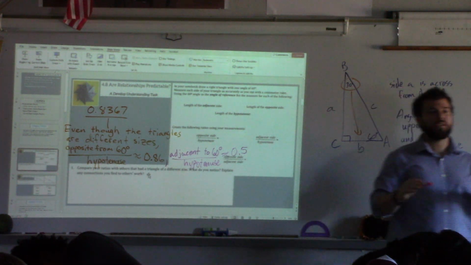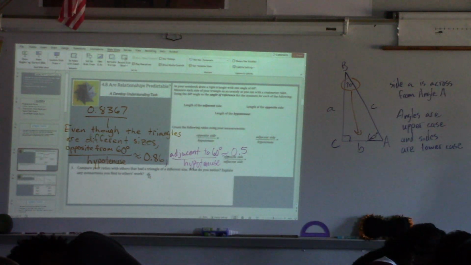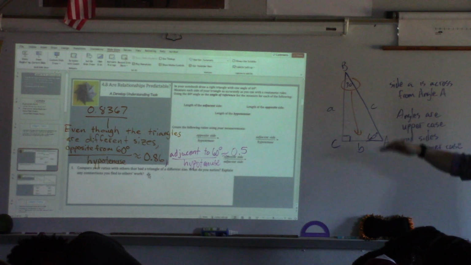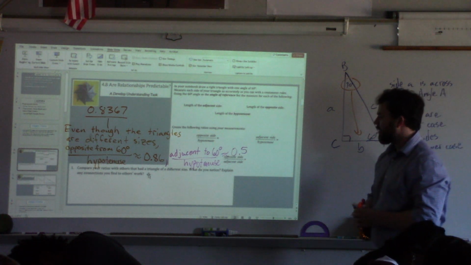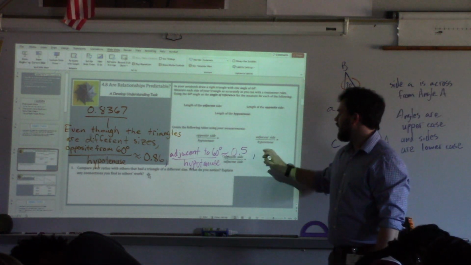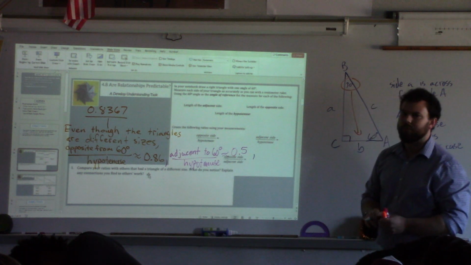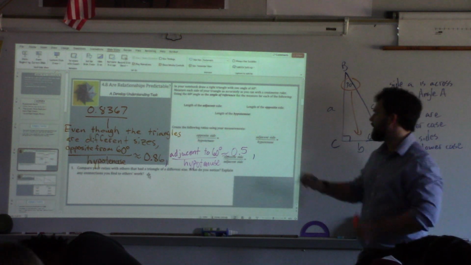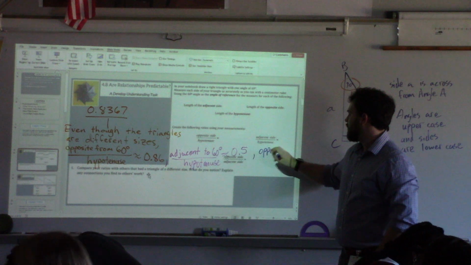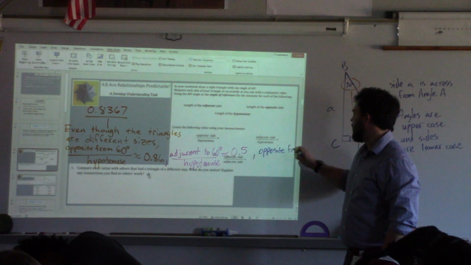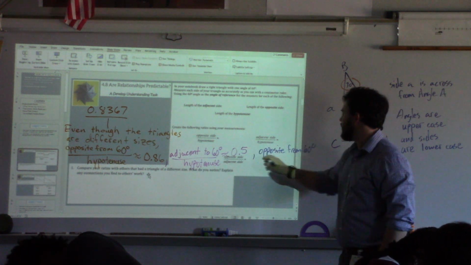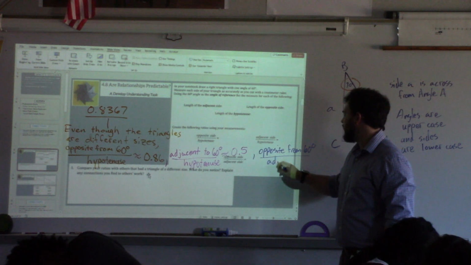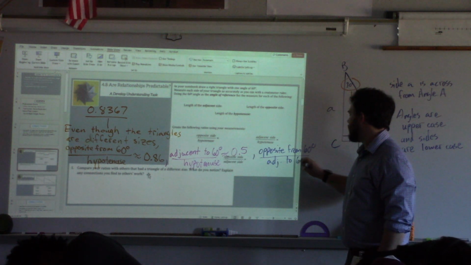So even though these triangles were different sizes, the ratio of the opposite from 60 to the hypotenuse was 0.86. The ratio of the adjacent to 60 to the hypotenuse was 0.5. And let's finally look at the last ratio we were looking at: opposite and adjacent. 1.65. Opposite from 60 degrees divided by the adjacent to 60 degrees.